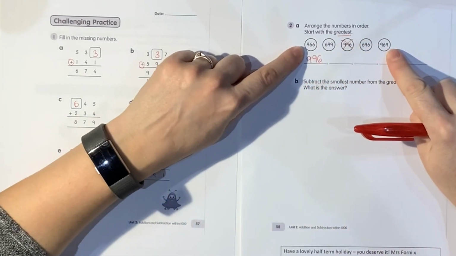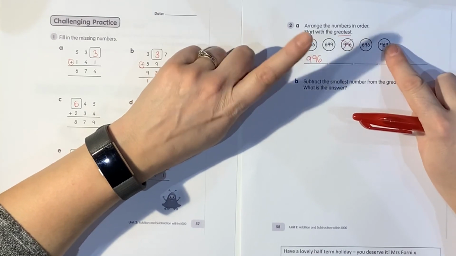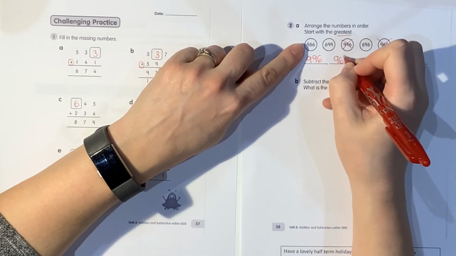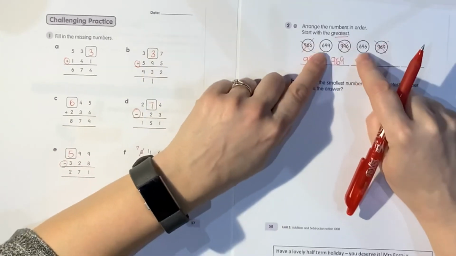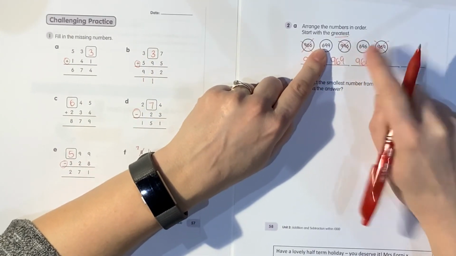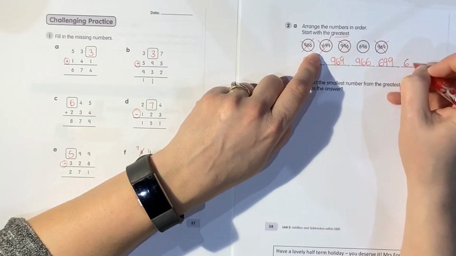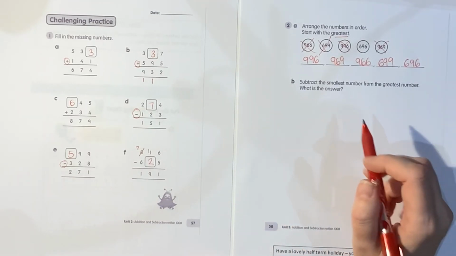We've then got these two. They've both got 900s and 6 tens. This one's got 9 ones and this has only got 6. So it must be this one next. And then this one. And then we've got 2 numbers now which have 600s and 9 tens. This one's got 9 ones and this one's got 6 ones. So this is the bigger one. There we go. And then part B, you had to subtract the smallest from the greatest.